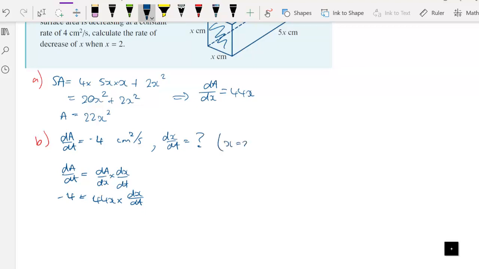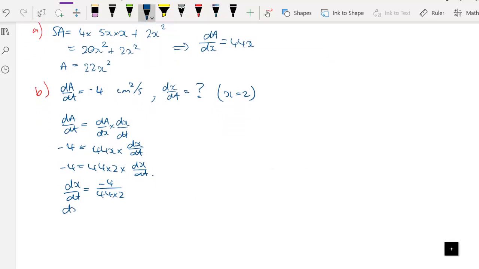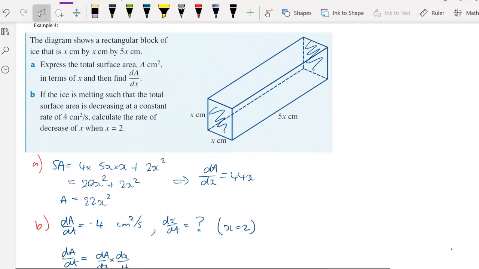Now we know that when x is equal to 2, that means we have -4 is equal to 44 times 2 times dx dt, and therefore dx dt will be equal to -4 over 44 times 2. So that means we'll end up with a nice easy dx dt decrease of -1 on 22 centimeters per second. So again, it was a nice easy application when we broke it down into the right pieces of information.